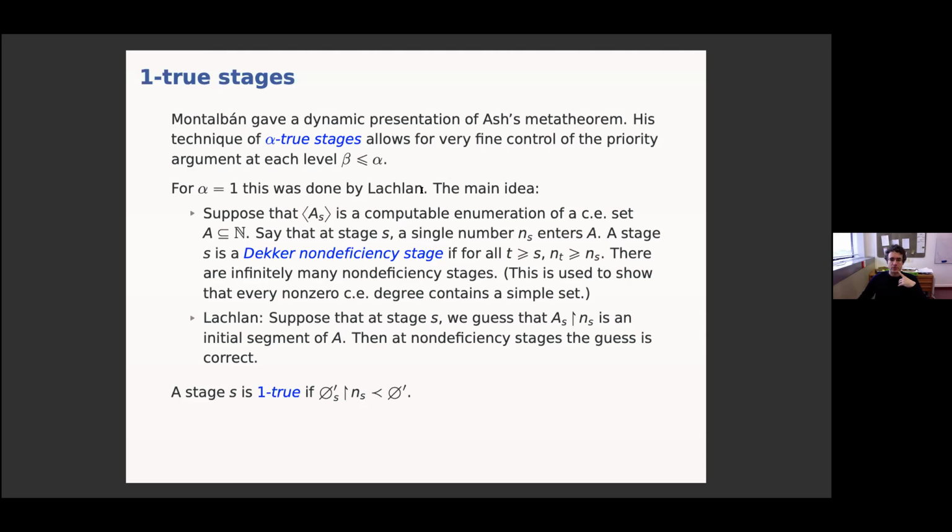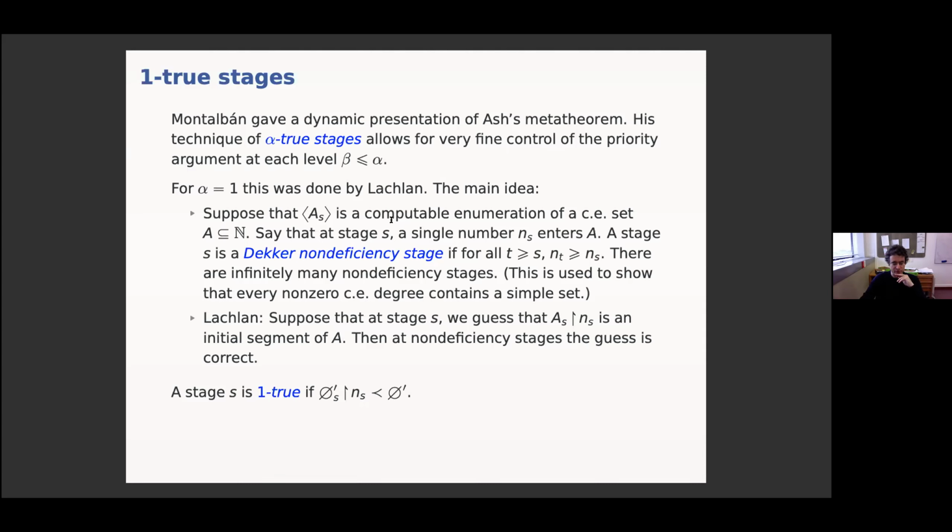Suppose that alpha equals 1. So I now want to somehow approximate 0 jump while working computably, working effectively. So take any CE set, then we will apply this to the CE set A equals 0 jump. Take any CE set, and almost by definition, it has a computable enumeration.